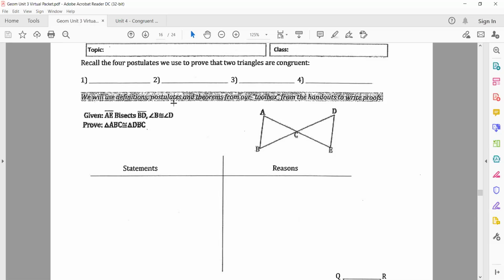In this first column, the statements that you're going to put in here are the ones that you're given. So the first statement that I would write would be AC bisects BD. Well, the reason for that is because it's given to us. The second statement might be something in relation to that. So if AE is bisecting BD, what does that tell us about any of the sides in those two triangles?